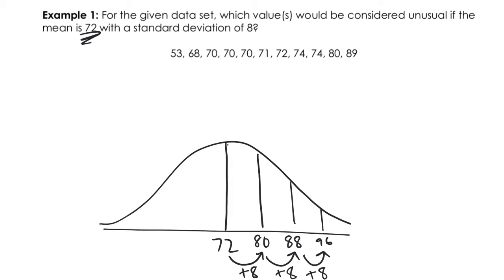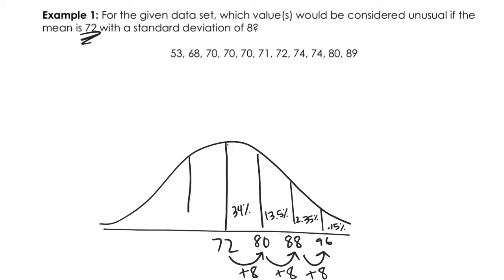So what's happening is right here, and this is always going to be the same percent, just like on that last one we had. This is 34% of our data. This is 13.5% of our data. This is 2.35% of our data. And this is 0.15% of our data. So we're going to do that the same way going to the left.